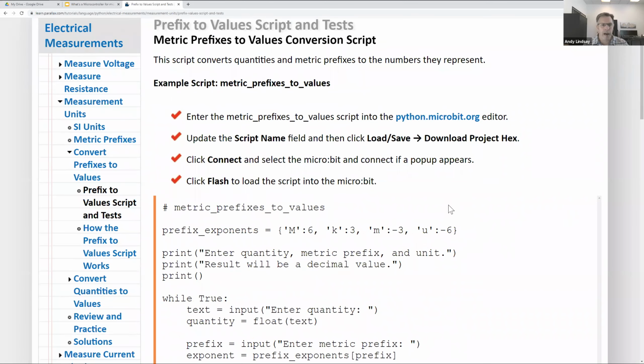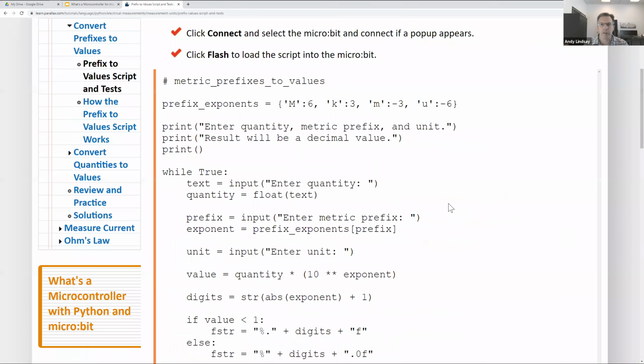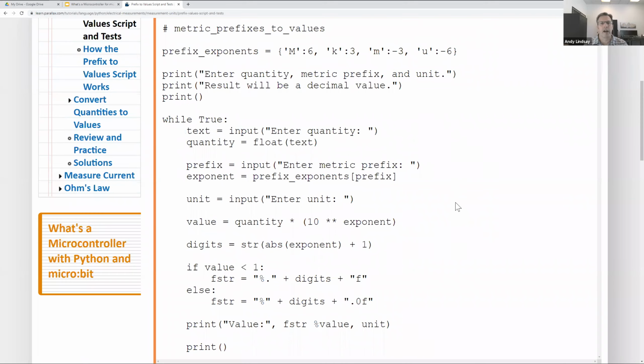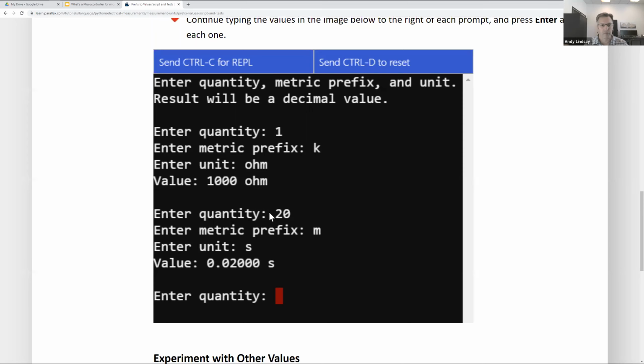Now, after doing the math lessons, it begs the question: how about if we write a script to solve that problem and let the micro:bit do it? And that's what this is about. Once you've run the script, you can open up the serial terminal, and it'll say enter a quantity. You can type in 1 and K, and it'll give you the resulting 1 kilo ohm is 1,000 ohms. So it does the conversion.